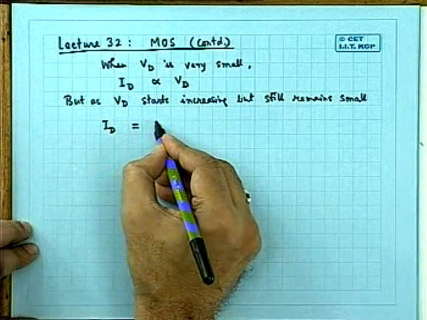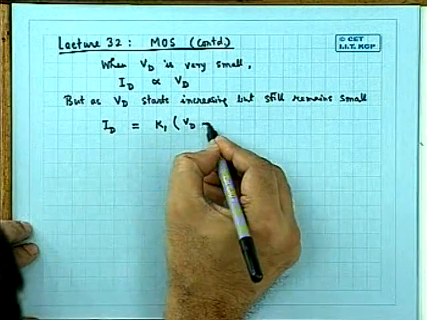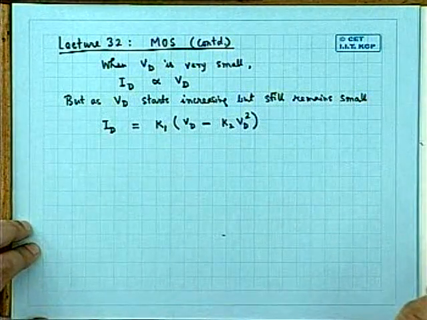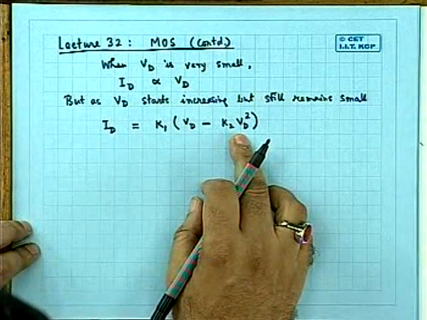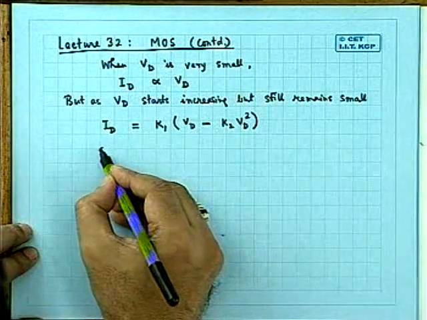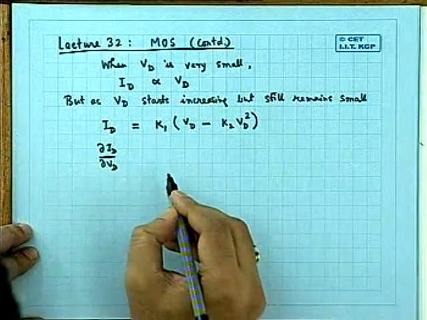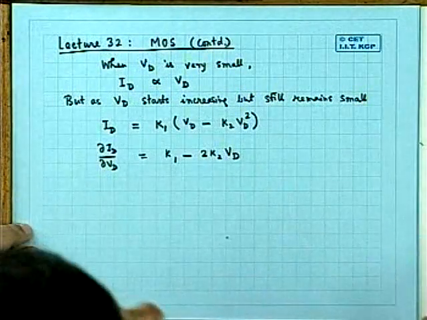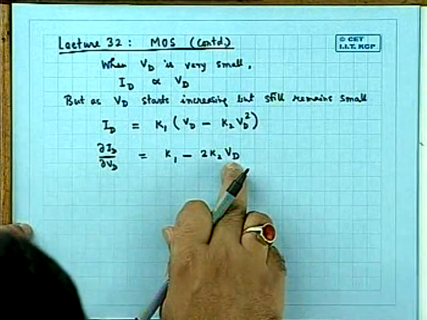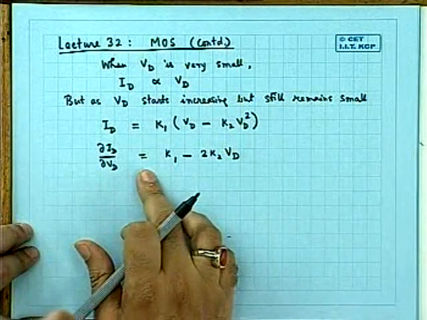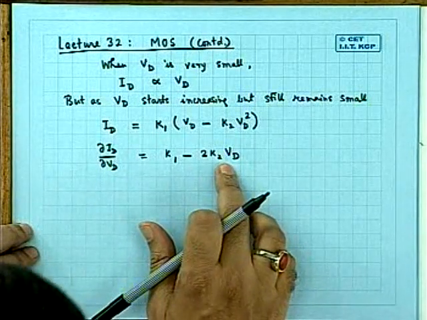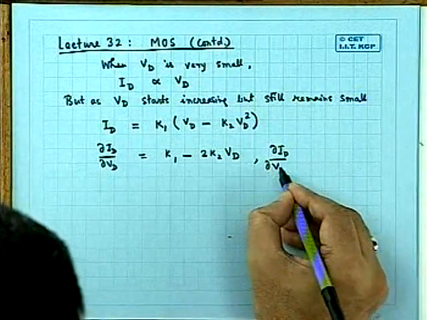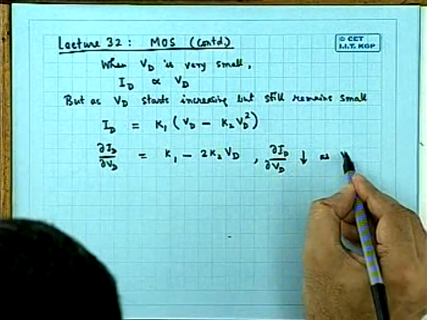We have found that it is something like some constant K1 times VD minus some constant K2 times VD square. The second term is usually very small compared to the first, but this term becomes important when VD increases. That leads to delta ID versus delta VD equal to K1 minus twice K2 into VD. So for very small values of VD, this term was small compared to K1 and the slope was constant. But as we increase VD, the second term becomes dominant, and as a result the slope of the curve decreases as VD increases.